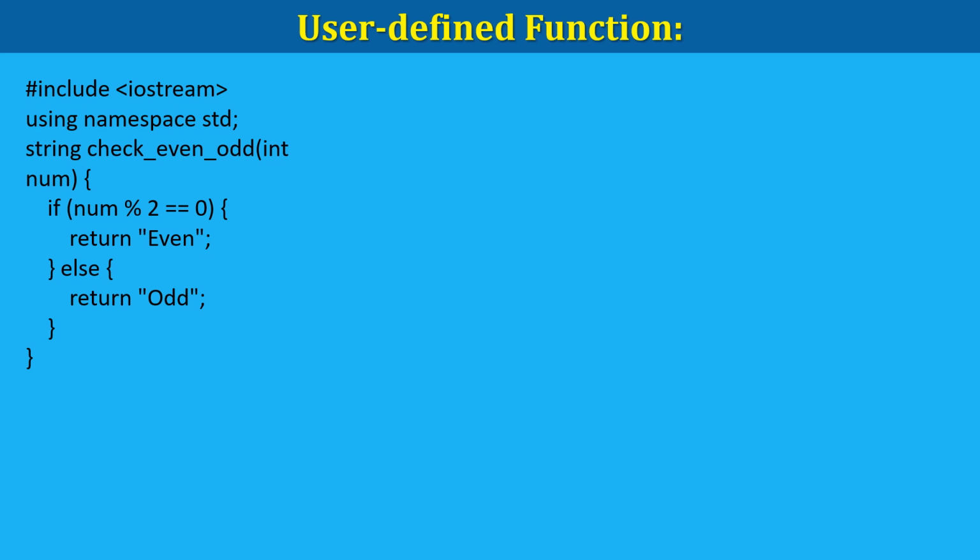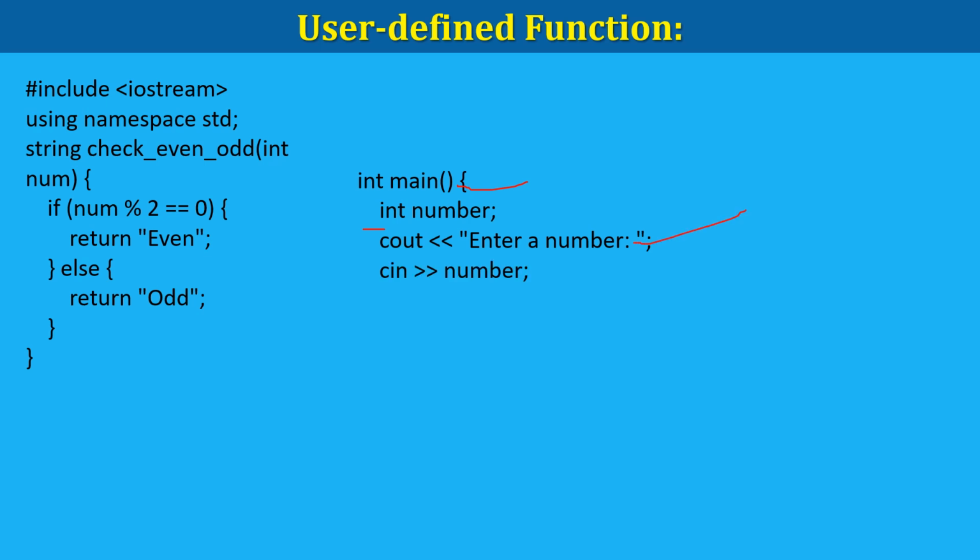Now the main function is the entry point in the program. Execution begins here. int number declares an integer variable named number to store the user input. cout << "Enter a number" prompts the user to enter a number. cin >> number reads the user input and assigns it to the variable number.